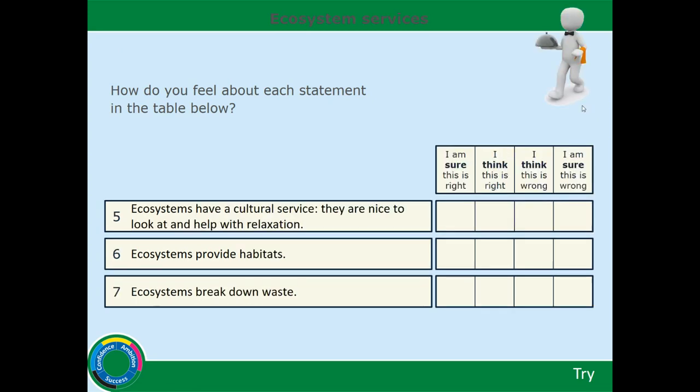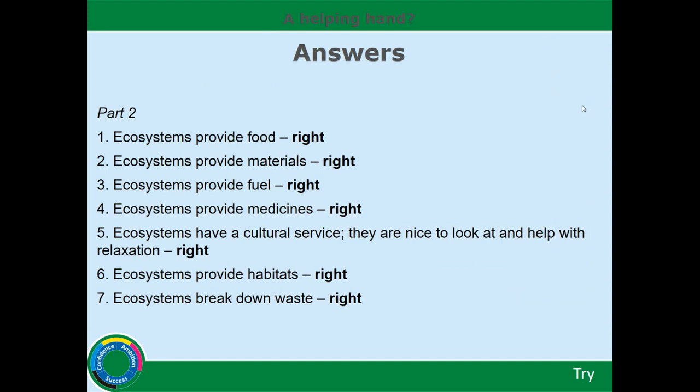Please feel free to pause and continue doing it or answer them. Otherwise, we proceed. Also, ecosystems have a cultural service. They are nice to look at and help with relaxation. Ecosystems provide habitats. Ecosystems break down waste. Say whether they are right or wrong. I'll display the answers. All of them are correct. All seven, you need to know that because these are basically the things ecosystems provide we humans with.